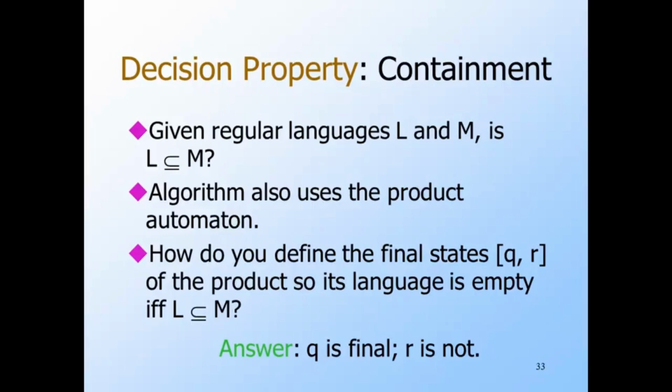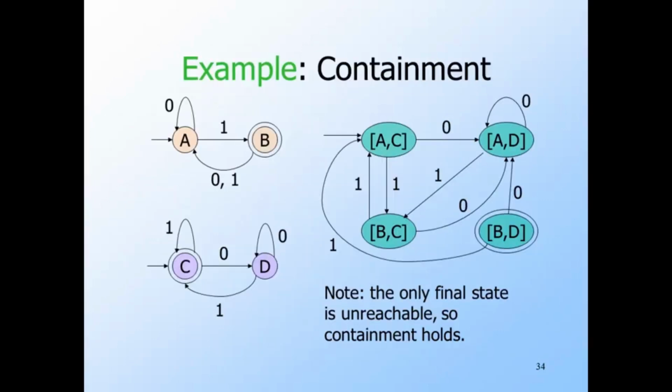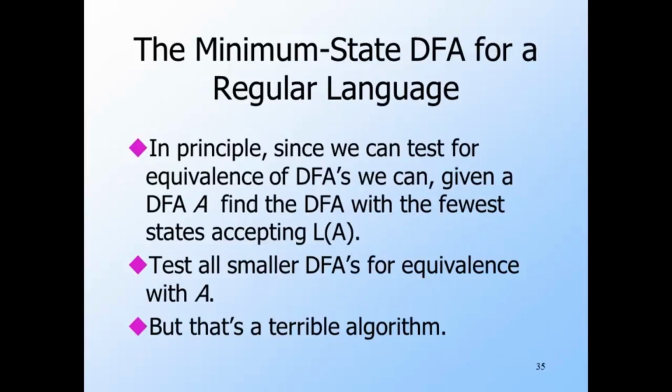So the question of containment is the same as the question of whether there is any string W that gets the product automaton to a state QR where Q is final and R is not. Here, B is the only final state of the first automaton, and D is the only non-final state of the second automaton, so only BD is final. As we observed before, BD is not reachable from the start state. It has arcs out, but no arcs in. Thus, the language of the product automaton is empty, and we conclude that the language of the orange automaton is a subset of the language of the purple automaton.